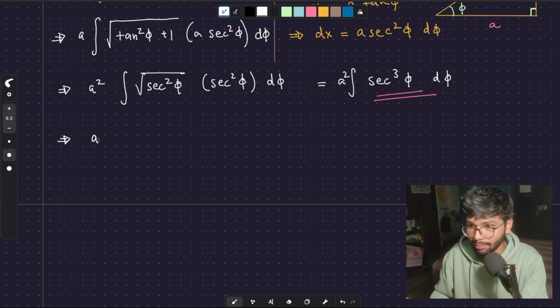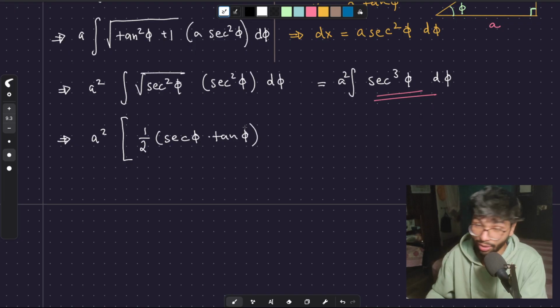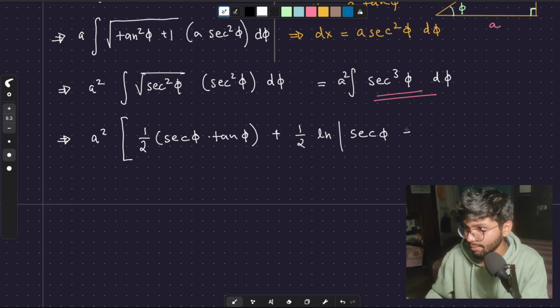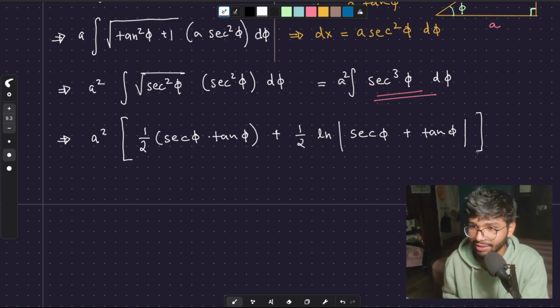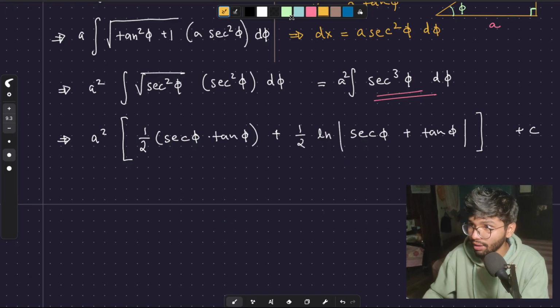So what do we have here? Let me write the a squared over here. This equals, not the natural log, but half of the secant phi tangent of phi. I always forget this, actually. It's one of the harder integral formulas to remember. And we got a minus over here, I think. No, it's a plus. Great. So half the natural log of the absolute value of secant of phi plus tangent of phi, plus c.